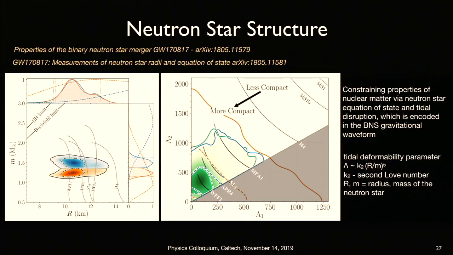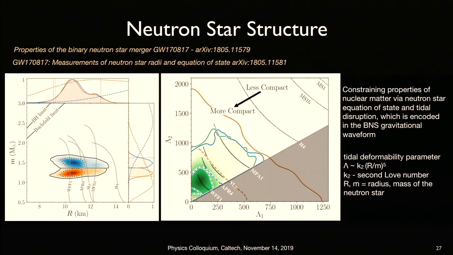So for the first time, we could actually go after tidal deformation, look for evidence of tidal deformations, which is connected to the equation of state of the neutron star, and start to put limits on possible equation of state models, which now seem to favor, in our data, more compact objects.